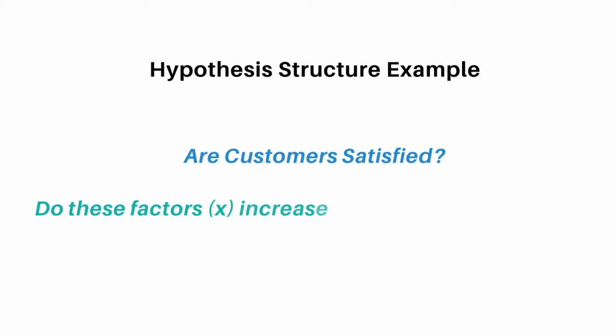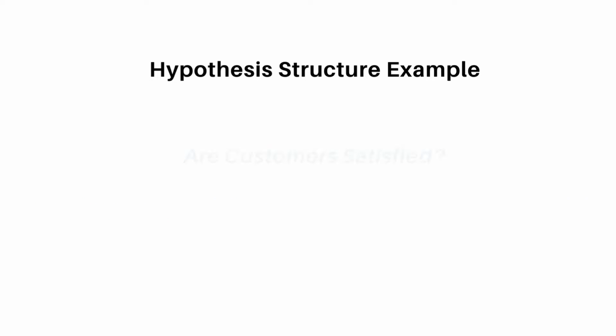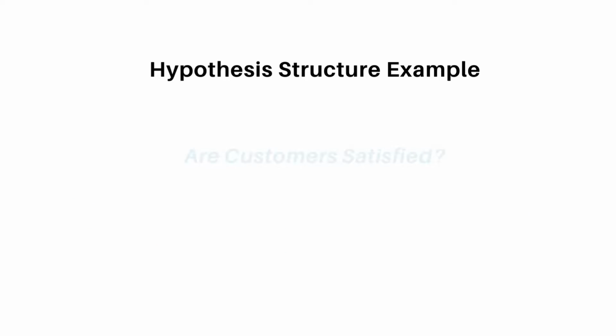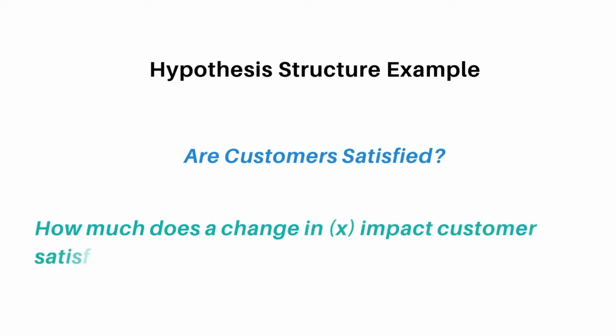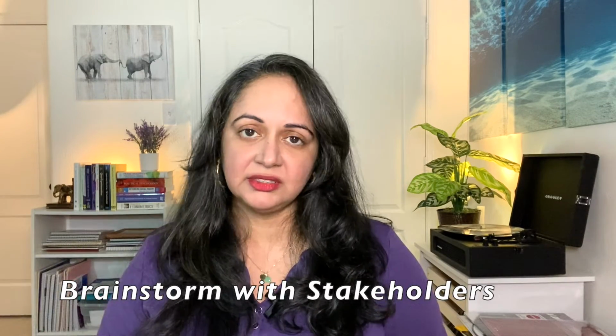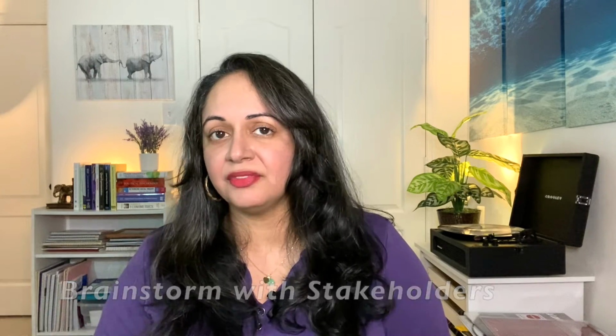Here's a quick example. Suppose a topic that they told you is, are customers satisfied? Which is just this big, gray topic. These are some ways that you can restructure it. You can say, do these factors, X, increase customer satisfaction? Or which of these factors increases customer satisfaction the most? Or how much does a change in X impact customer satisfaction? These are just ways that you're going to restructure it into that hypothesis structure. And this is actually a great time to brainstorm drivers and hypotheses with your stakeholders, because it's a great way to have that collaboration and start it early in that scoping process.